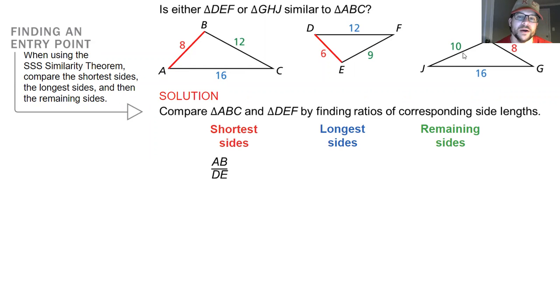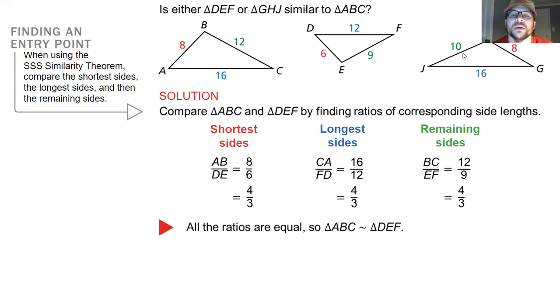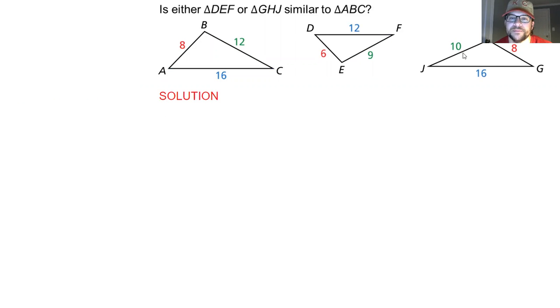So we're going to first compare AB and DE, which is 8/6. And that gets reduced down to 4/3. When you compare the blue, or the longer sides, that's going to be 16/12, reduced down to 4/3. So far they're the same, so far we're good. Then our greens, BC/EF, is 12/9. Those are also going to be 4/3. So because all three ratios are equal, we can conclude that triangle ABC and DEF are similar.